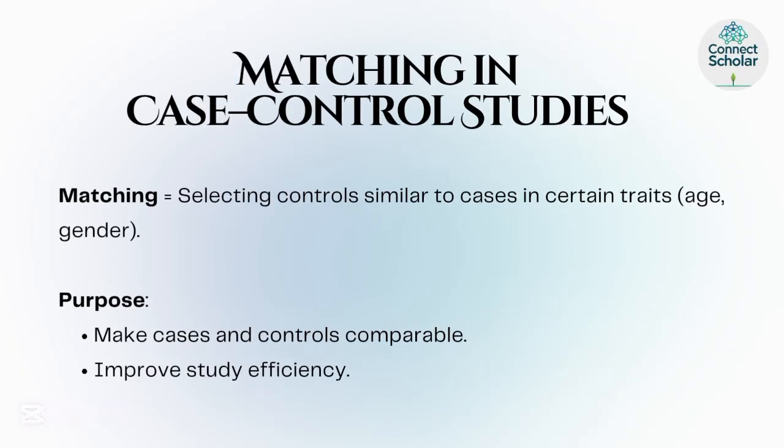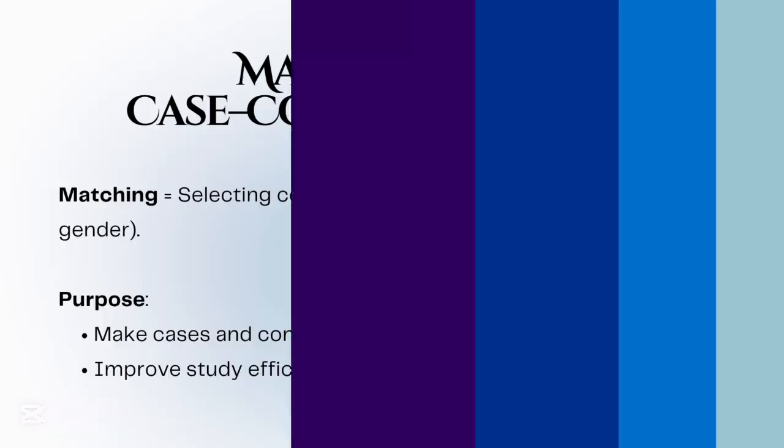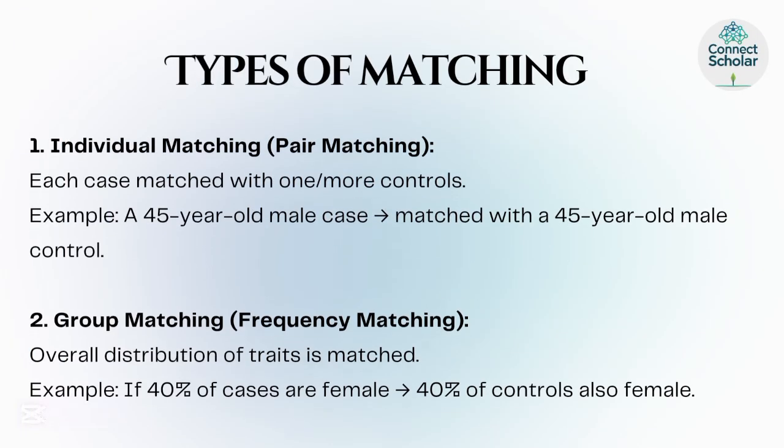The process of matching is used in the case control study. In matching, we select controls similar to cases in certain traits, which can be age or gender. The purpose of using this method is to make the cases and controls comparable, and this also improves the study efficiency. Let's understand the types of matching. There are 2 types of matching: individual matching or pair matching, and the second one is group matching or frequency matching.